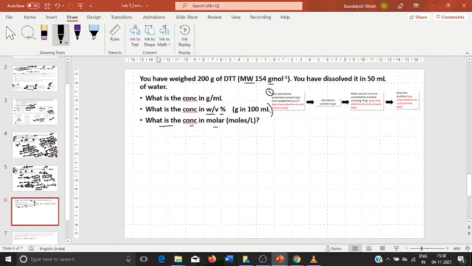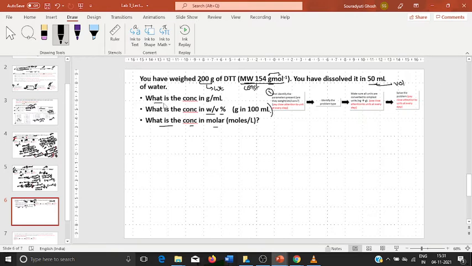So here, if you see the 200 gram, that is your weight, right? So gram and its derivatives are weight. Molecular weight, we know that is a constant that we use for conversion of gram to mole and vice versa, right? You have dissolved it in 50 ml of water, so this is volume.